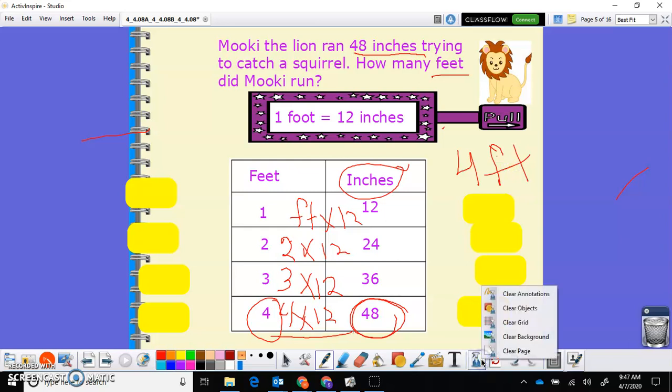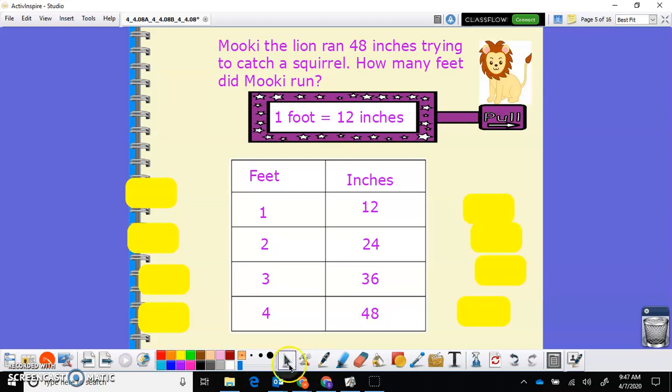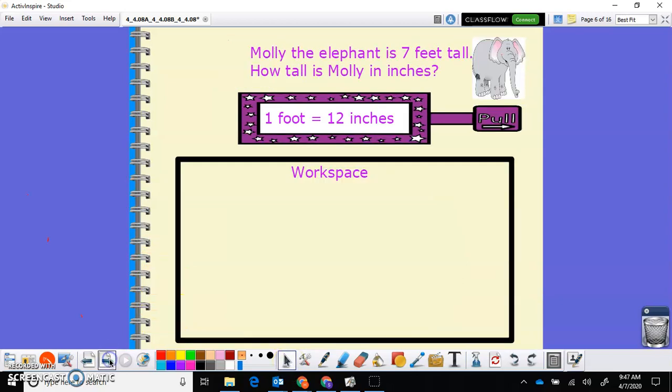Okay, so let's look at another one. All right, Molly the elephant is 7 feet tall. How tall is Molly in inches? This time we're going to create our own input-output table for this. So Molly is 7 feet tall. How tall is she in inches? We want to go from feet to inches.